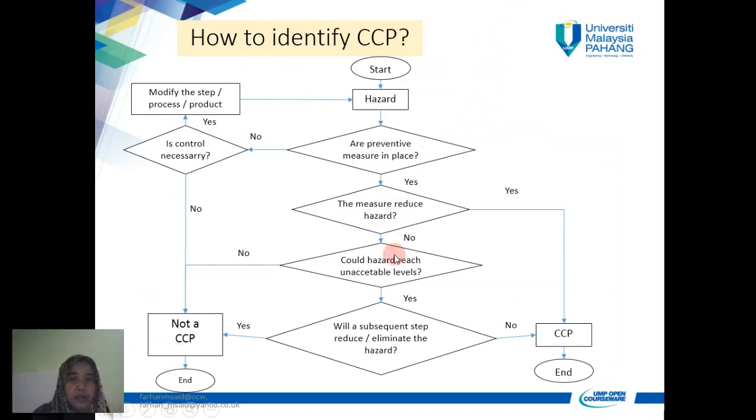Okay, then if the measure cannot reduce the hazard, then we have to think about whether the hazard reaches an acceptable level. So if it does, then can a subsequent step reduce or eliminate the hazard? If yes, then it is not a CCP. If no, then that is a CCP. So basically, the identification of the CCP is really important to make sure that the product produced is safe.